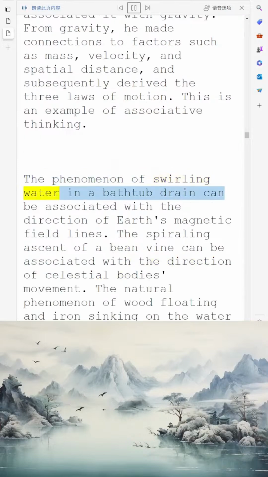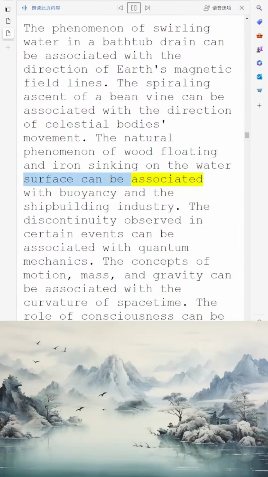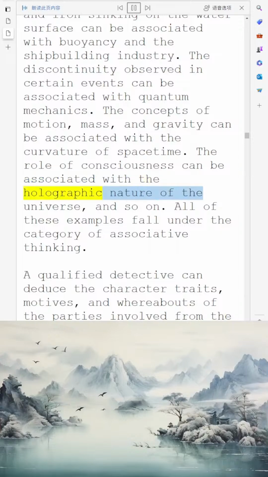The phenomenon of swirling water in a bathtub drain can be associated with the direction of Earth's magnetic field lines. The spiraling ascent of a bean vine can be associated with the direction of celestial bodies' movement. The natural phenomenon of wood floating and iron sinking on the water surface can be associated with buoyancy and the shipbuilding industry. The discontinuity observed in certain events can be associated with quantum mechanics. The concepts of motion, mass, and gravity can be associated with the curvature of space-time. The role of consciousness can be associated with the holographic nature of the universe, and so on. All of these examples fall under the category of associative thinking.